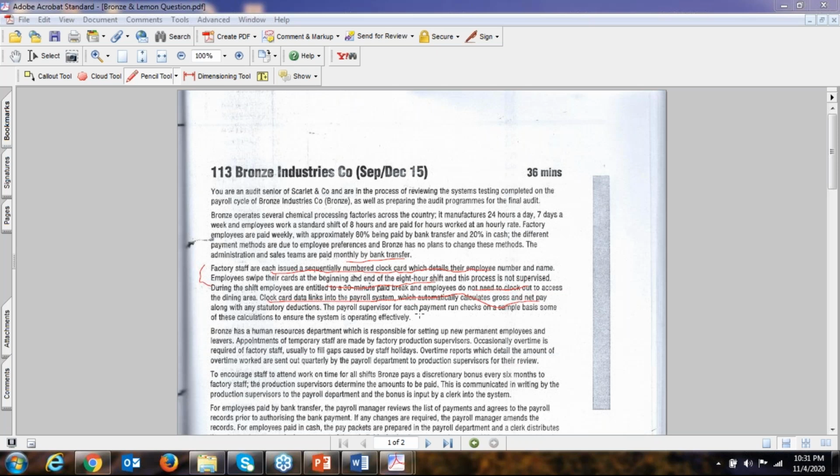The payroll supervisor for each payment run checks on a sample basis some of these calculations to ensure the system is operating effectively. So this is the third key control. Now again, the ball is in your court. Tell me why it is a key control. I am waiting for your reply. Kindly mention it in the question box.